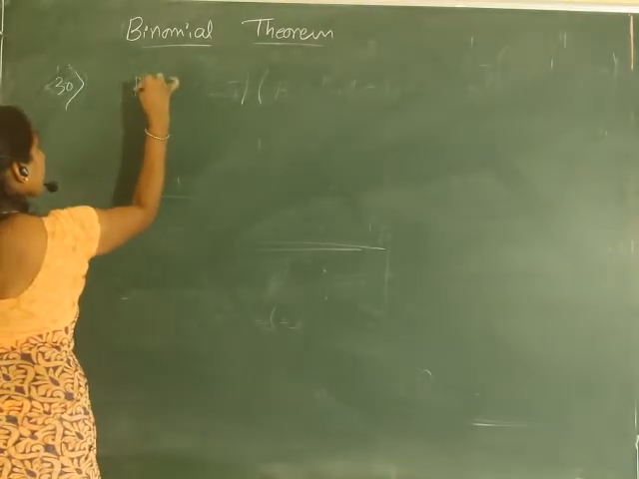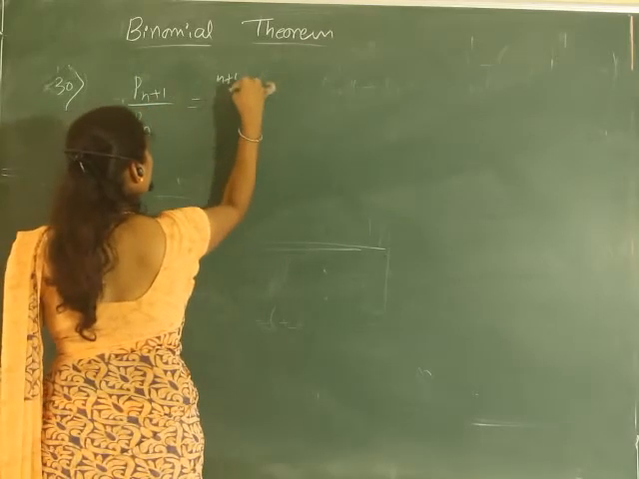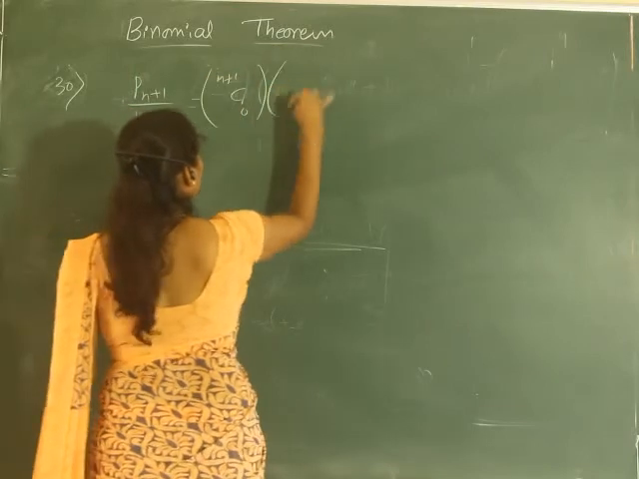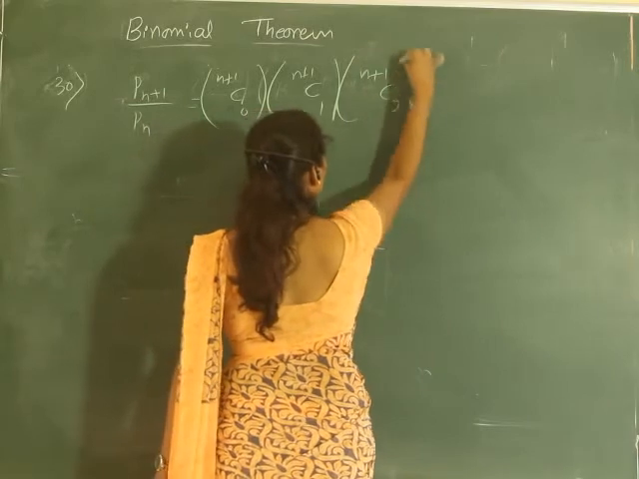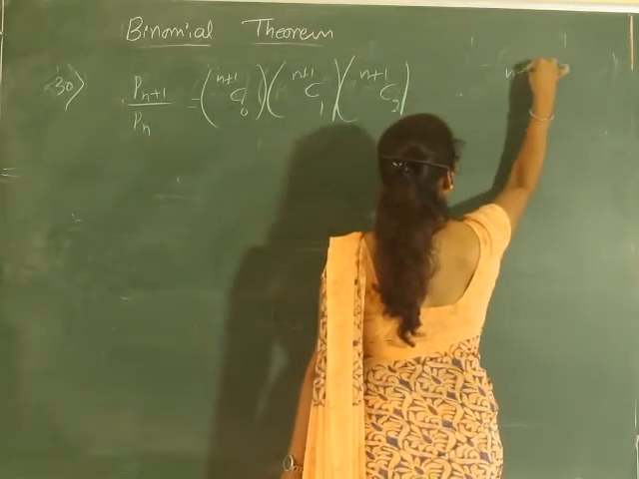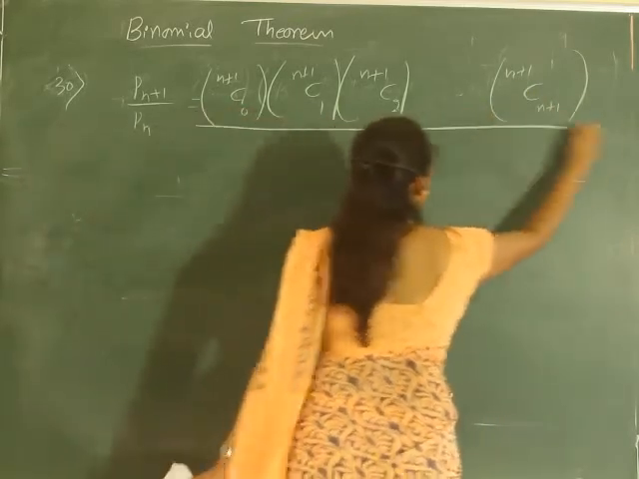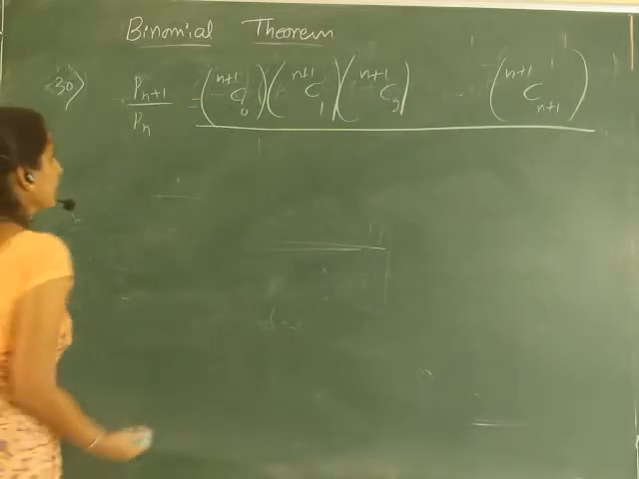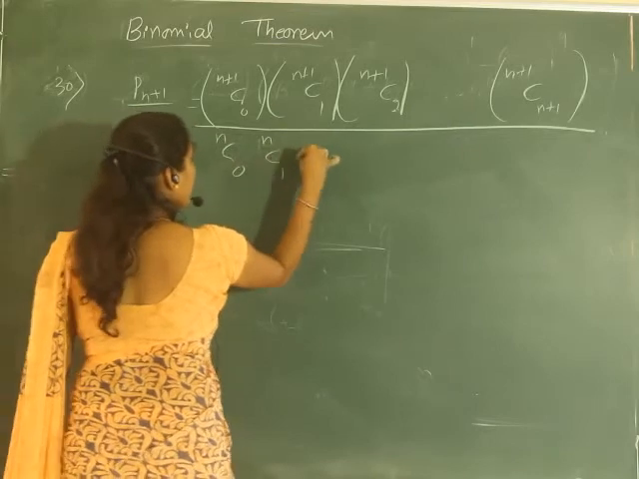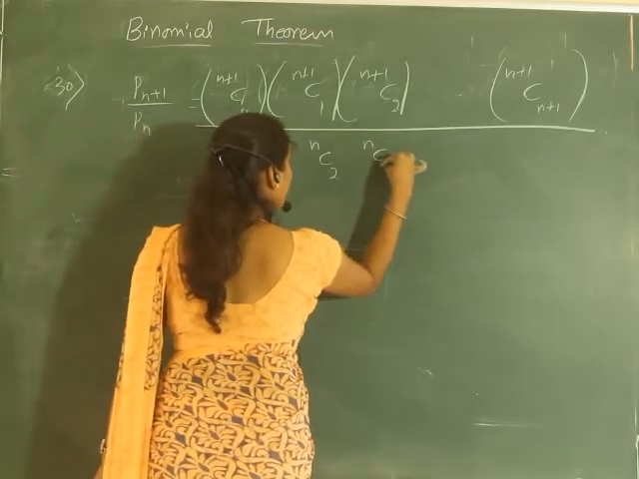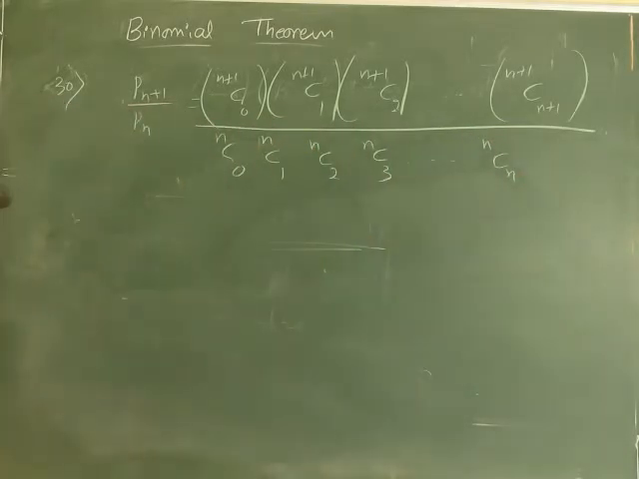So Pn plus 1 divided by Pn is equal to n plus 1 c0, n plus 1 c1, n plus 1 c2, so on up to n plus 1 c n plus 1 whole divided by Pn, which is nc0, nc1, nc2, nc3, so on up to ncn. It's a product of binomial coefficients.